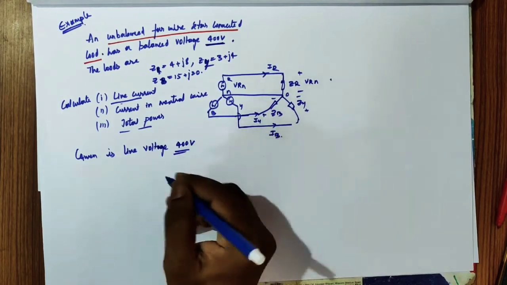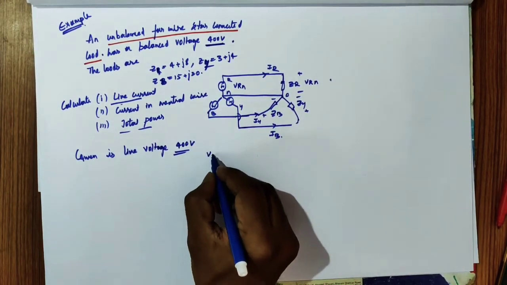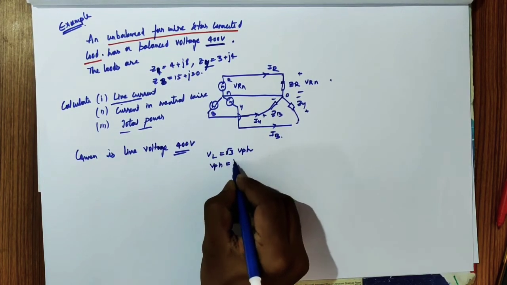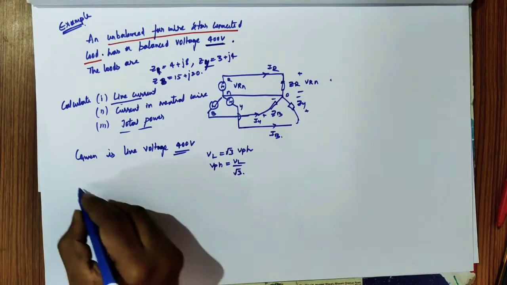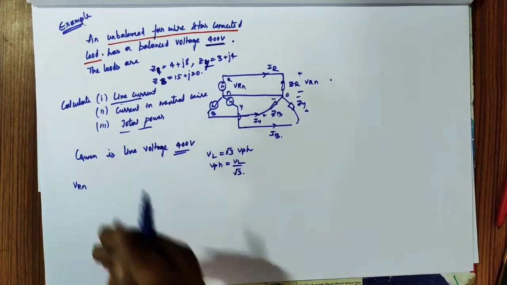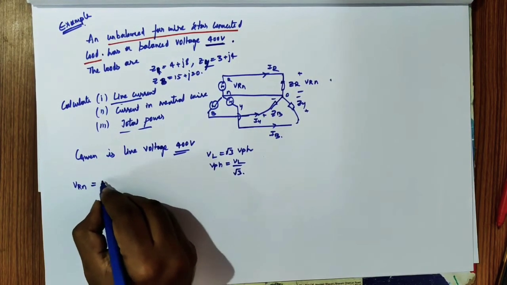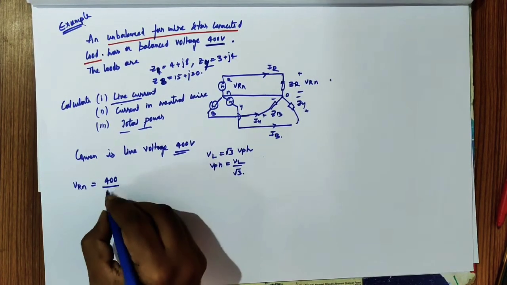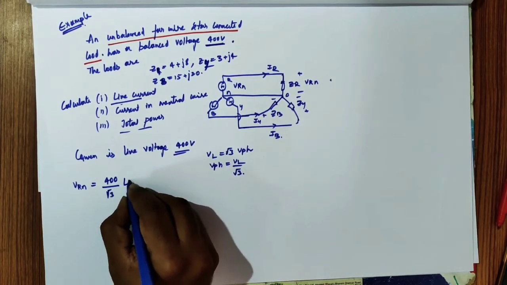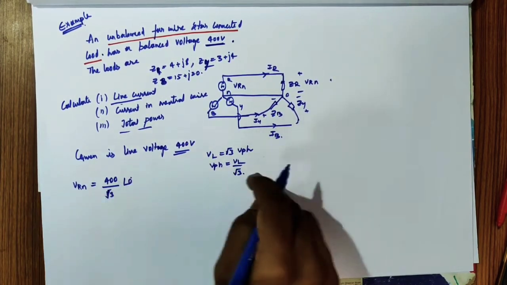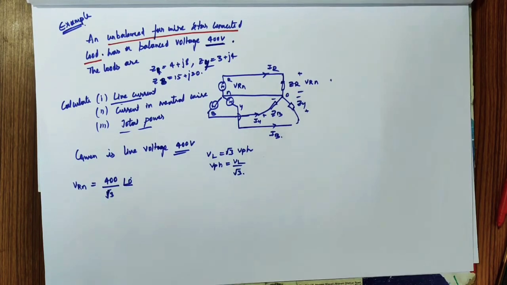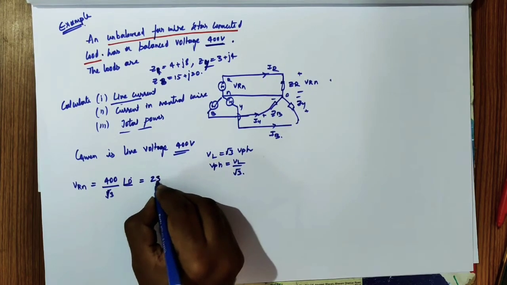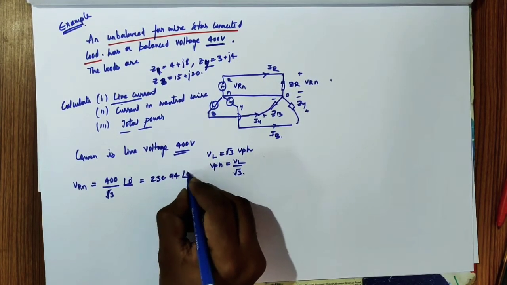Okay, so to find the phase voltage for star connected, we have VL equal to root 3 V phase. So V phase equal to VL by root 3. So I'm taking VRN as the phase reference. Therefore VRN equals the line voltage 400 volts divided by root 3 at an angle of 0. So you will be obtaining a value of 230.94 at an angle of 0.